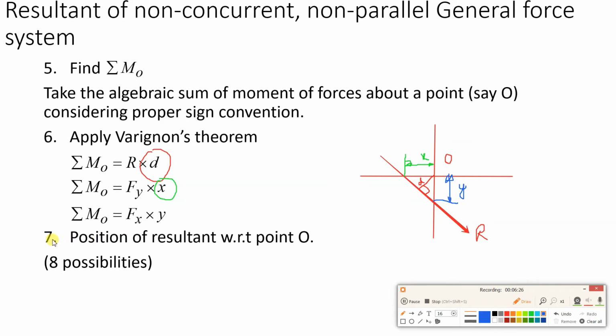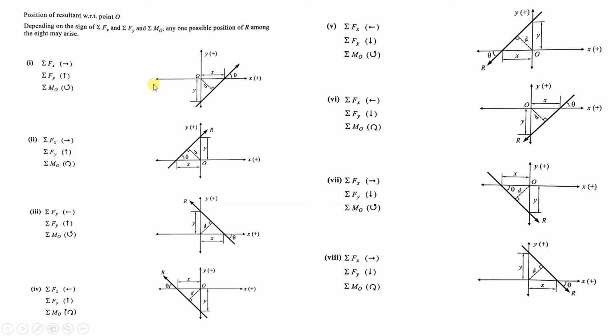Next step is step number 7, position of the resultant with respect to point O. So here I have given you example resultant position. So like this you have to find the position of resultant. Now there are 8 possibilities in case of general force system. So we'll see the possibilities. So these are the 8 possibilities which have been shown on the screen. So we'll take first example.